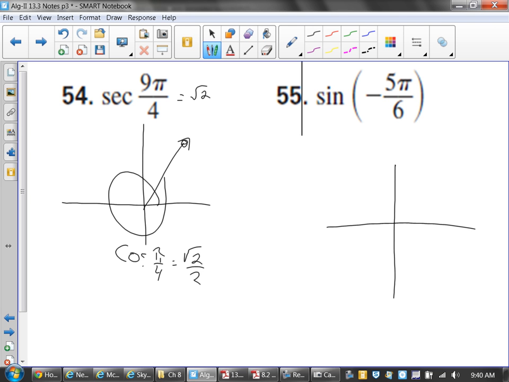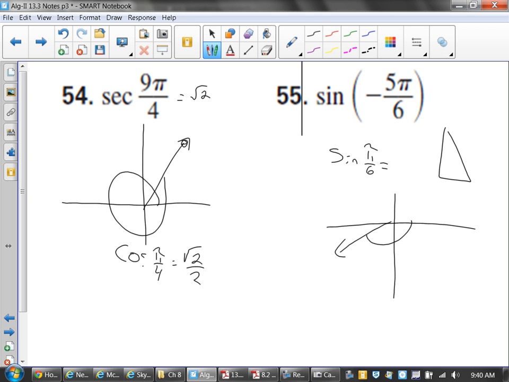Negative 5 pi over 6. I'm going the other direction. I'm almost at a full pi. I am how far away? Pi over 6. Very good. Again, pi over 6 gives you what reference angle? It's the same thing as saying the sine of pi over 6.